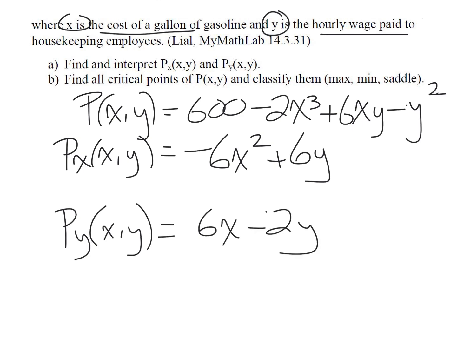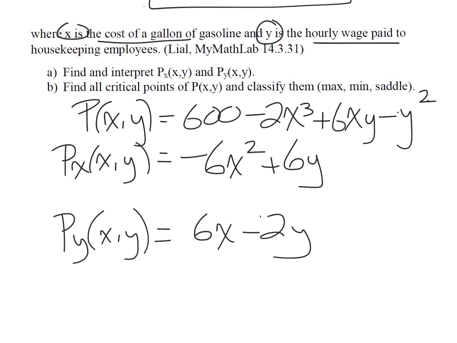Okay? So now we're supposed to interpret what this means. So the interpretation within the context of the question really reflects what you do mathematically. So in this first derivative with respect to x, right here, it means that the cost of gasoline is changing. Remember, we have rate of change, marginal, right? So the cost of gasoline is increasing where the wage is staying constant.